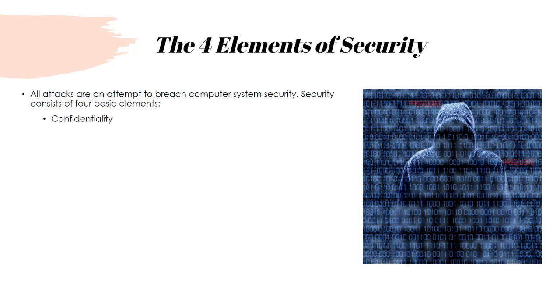So the first one is confidentiality. The second one is authenticity, and we're going to walk into these in some detail with some examples. Then we have integrity, and then we have availability.